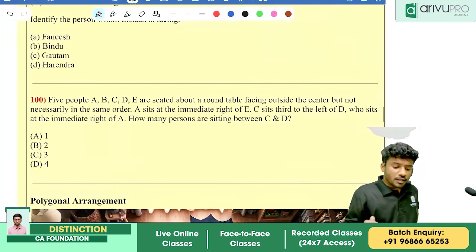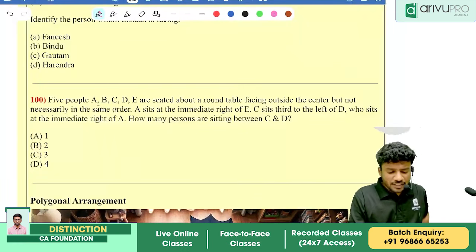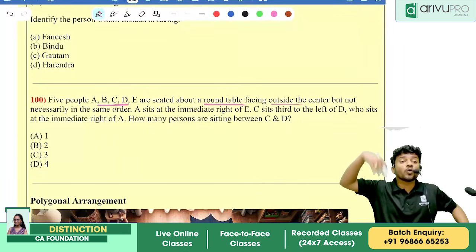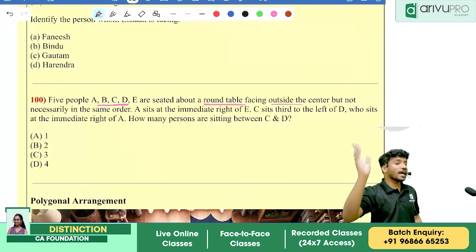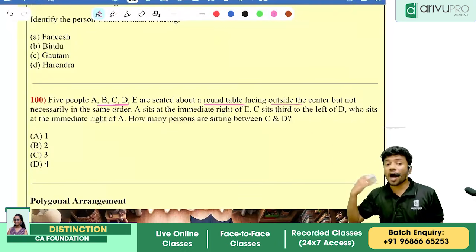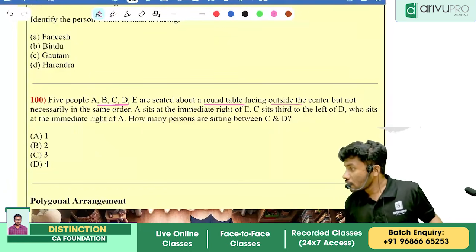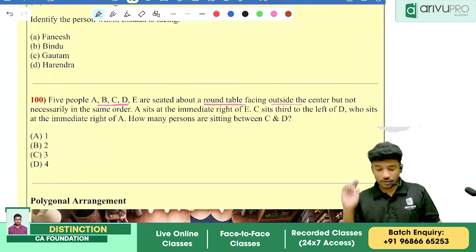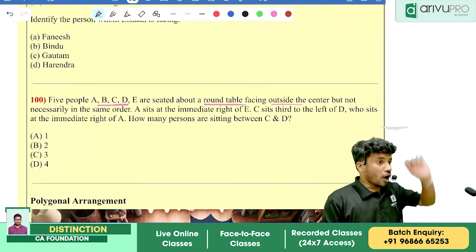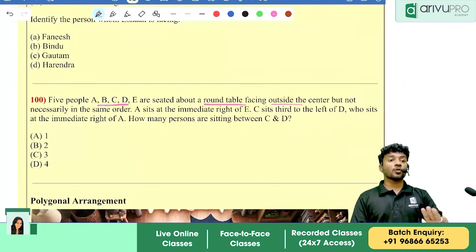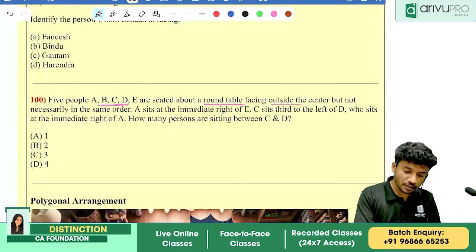Solve this one. 5 people, A, B, C, D, E, are seated about a round table facing outside. Till now, we haven't seen a question like facing outside the center. Can we try that? Yes. Outside the center. How many people are there? 5 people are there. Till now, we have not talked about 5 people also. We will check.